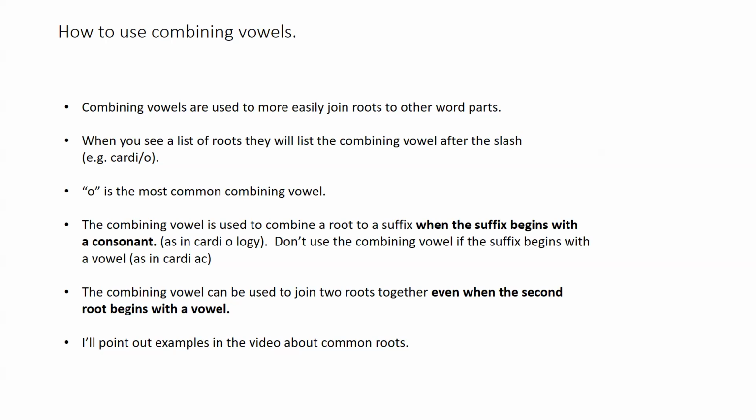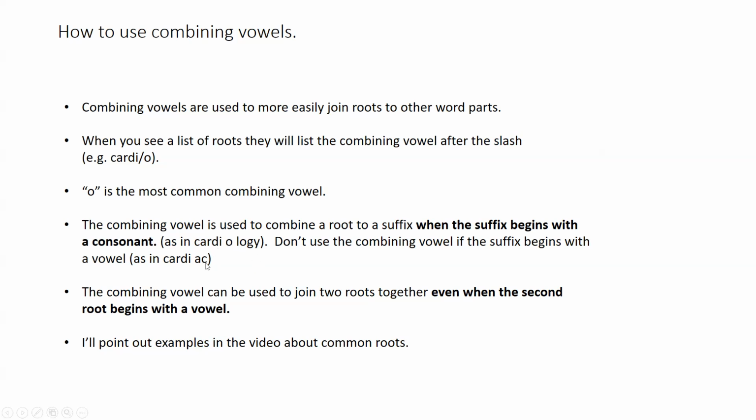So when do you use the combining vowel? When you're adding a suffix to a root, and this is probably the most common place you'll use combining vowels. If that suffix begins with a consonant, then you add the combining vowel. But if the suffix begins with a vowel, then no combining vowel is used. So if you look at cardiac, the suffix is "-ac," and it begins with a vowel, so you don't need the combining vowel. In cardiology, the suffix is "-logy," which begins with a consonant, and you need that combining vowel.